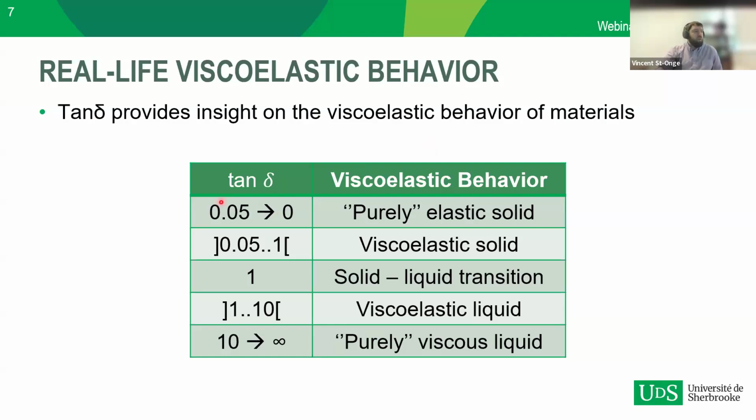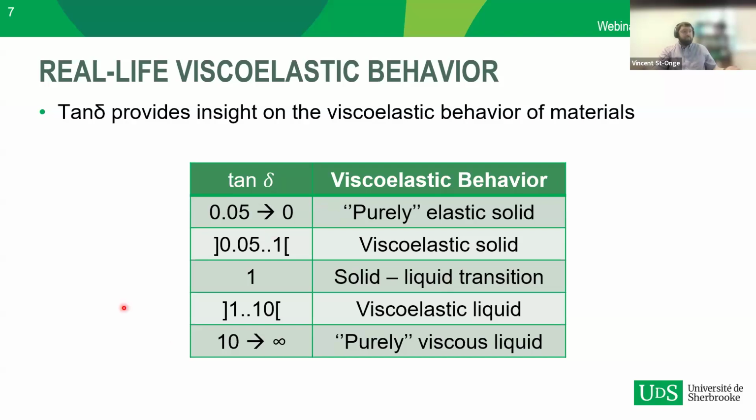If you have a low tan delta value, something that tends towards 0, we're speaking of a purely elastic solid. And as you keep increasing it, we go towards the purely viscous liquid. And something more specific about tan delta equal to 1: it's when you have a solid to liquid phase transition happening.